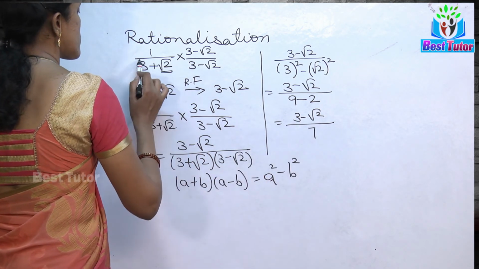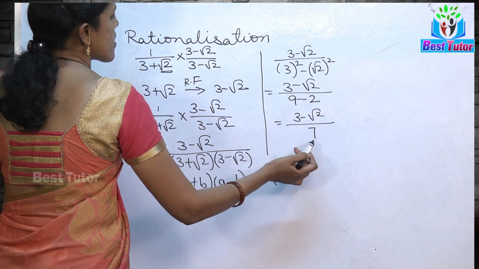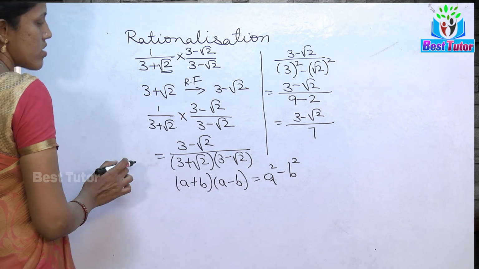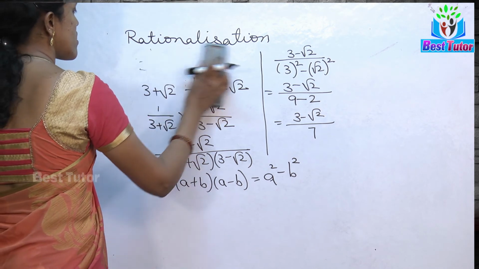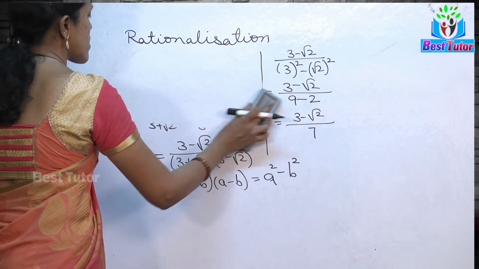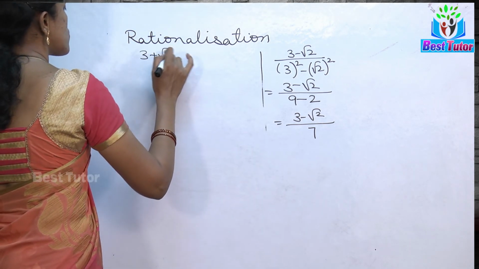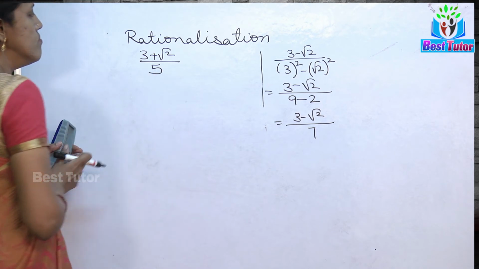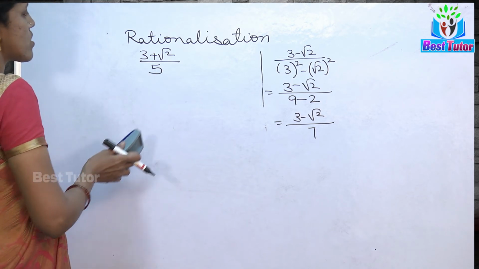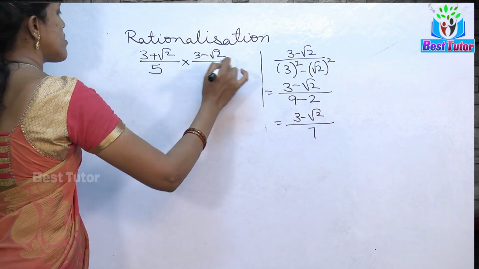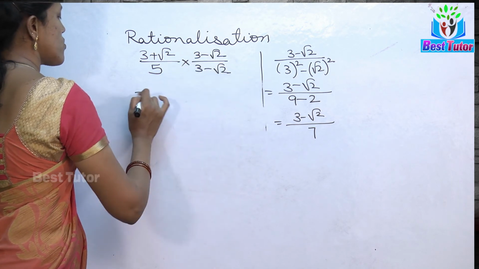Here the denominator is an irrational number and here it's going to be a rational number. So we have rationalized the denominator. Similarly, we can rationalize the numerator also, depending upon the question. If at all we have 3 plus root 2 by 5 and I would like to rationalize the numerator, then the rationalizing factor is going to be 3 minus root 2 and the procedure continues.